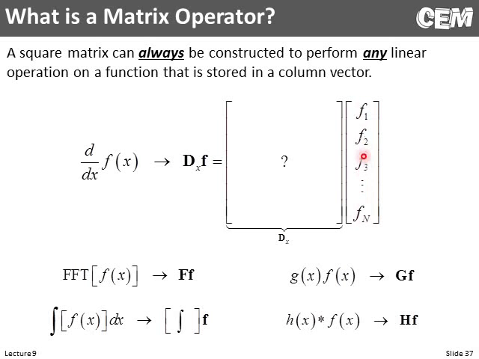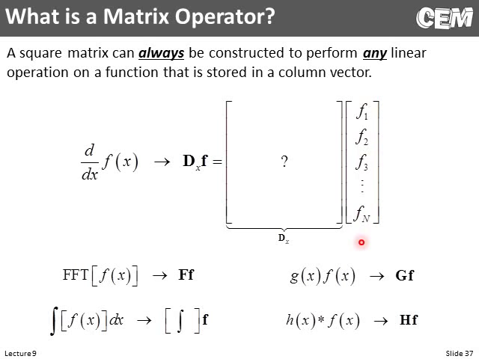Let's look at a column vector of our known function. So we have some function and all the points where we're storing the values. Now, we want to do some linear operation to that function. In this case, we're going to be doing derivatives. So the question is, what big square matrix would I multiply this column vector by so that I get another column vector that, if I plotted it, would be the derivative of this function?